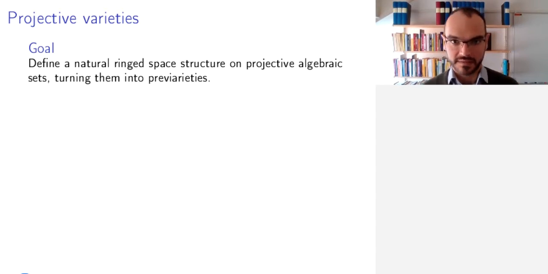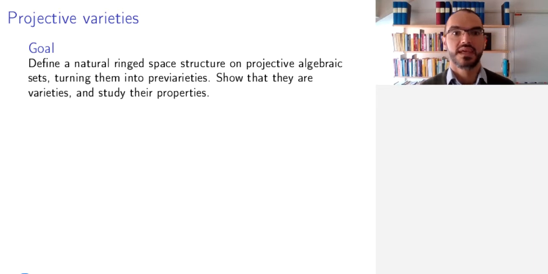So now what we want to do is we want to view these as actual varieties. So we have already defined what it means to be an algebraic variety. What we need to prove is that these projective algebraic sets with some suitable structure sheaf is an algebraic variety. And then we will study the properties of these things.